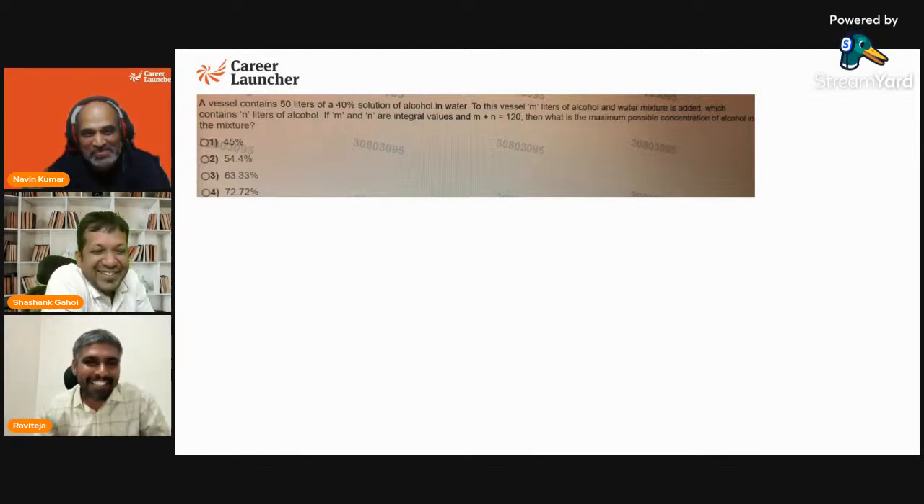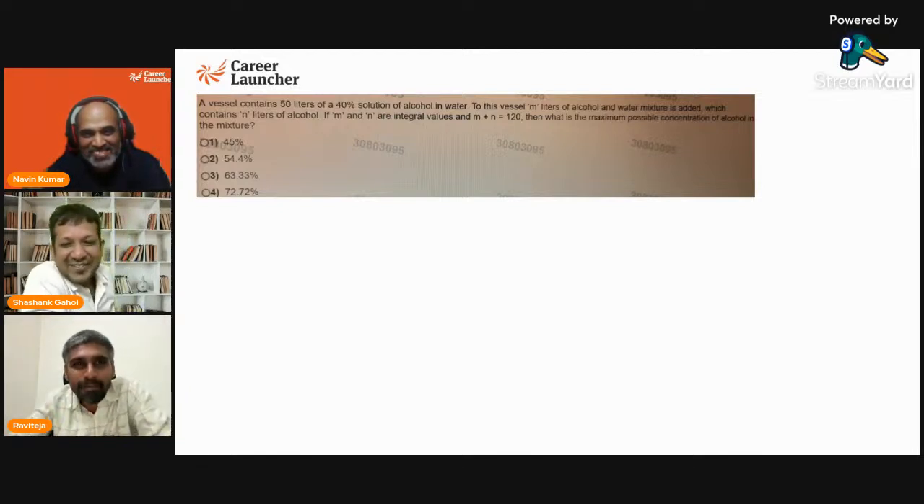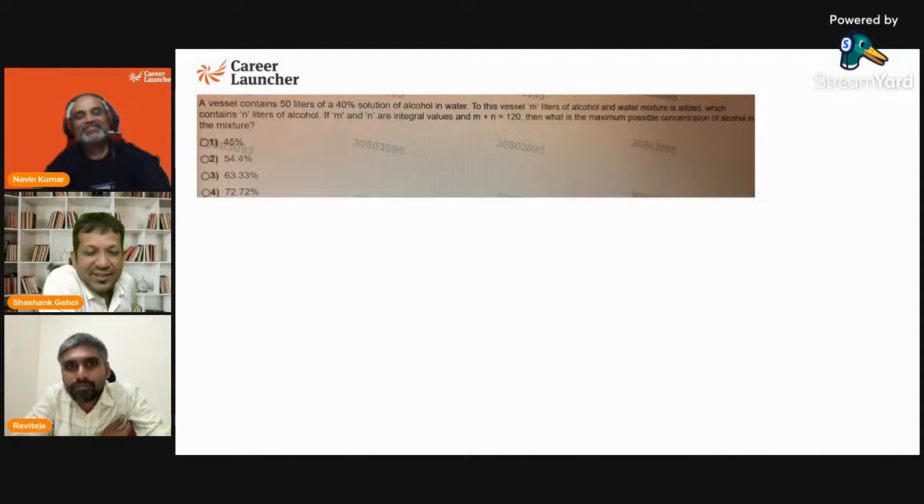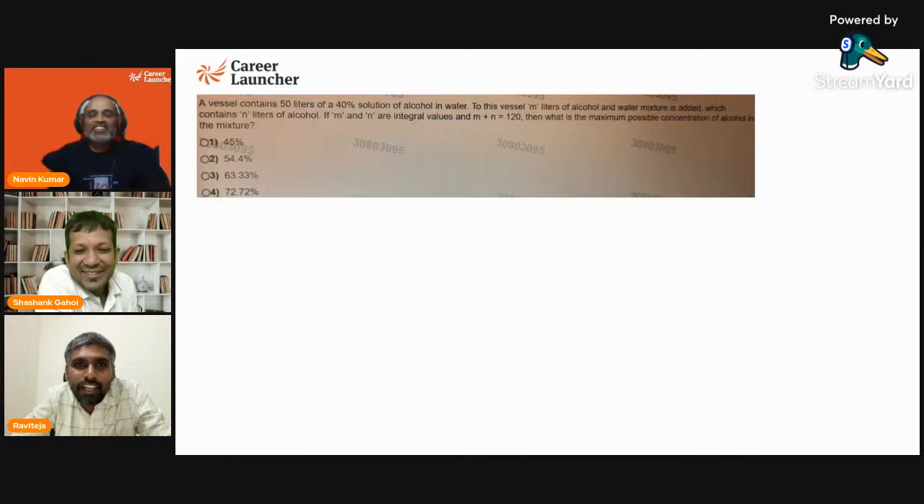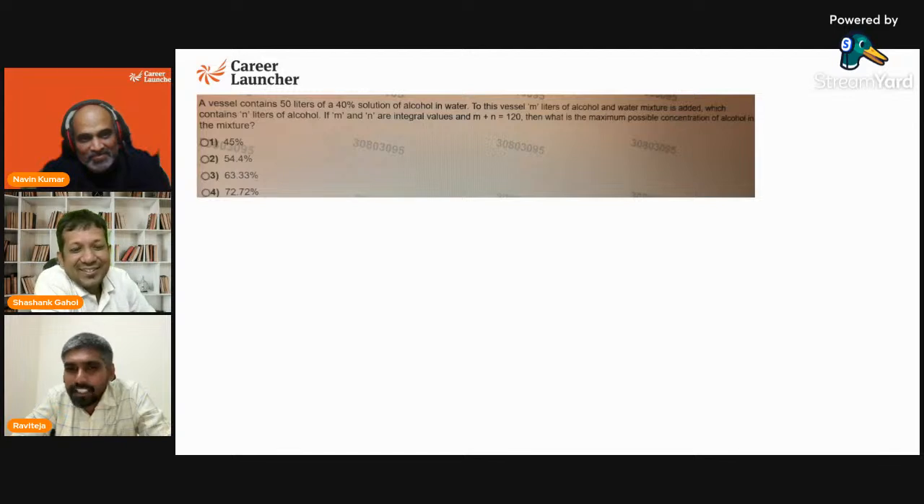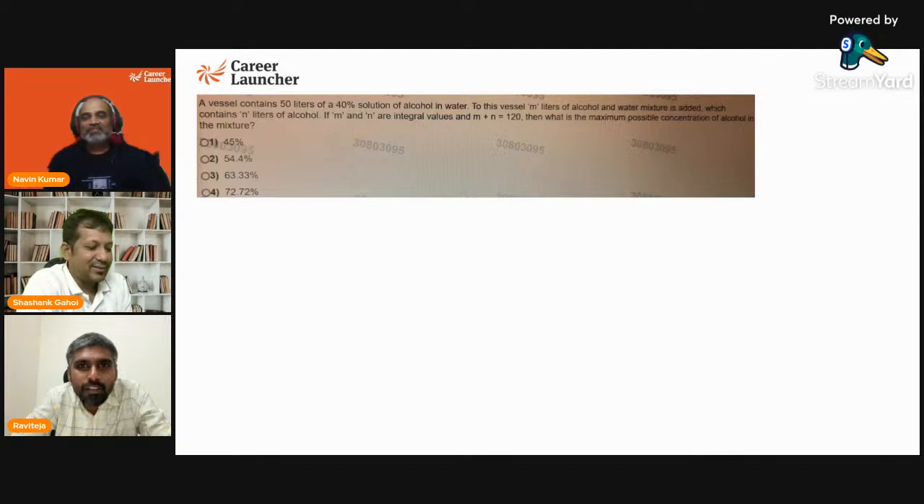ठीक है. A vessel contains 50 liters of 40% solution of alcohol in water. To this vessel m liters of alcohol and water mixture is added, which contains n liters of alcohol. If m and n are integral values and m plus n equal to 120, then what is the maximum possible concentration of alcohol in the mixture?